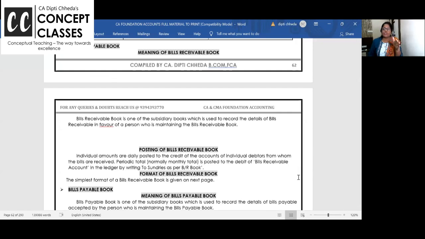See, when I sell the goods to my debtors, no? Debtors will give bills receivable. You know what is bills receivable? It's a negotiable instrument. It's a promise. I can discount it or I can keep it till the due date. Promise that after 2 months I will pay you and so on. So, in case of the bills receivable also, we have this subsidiary book.